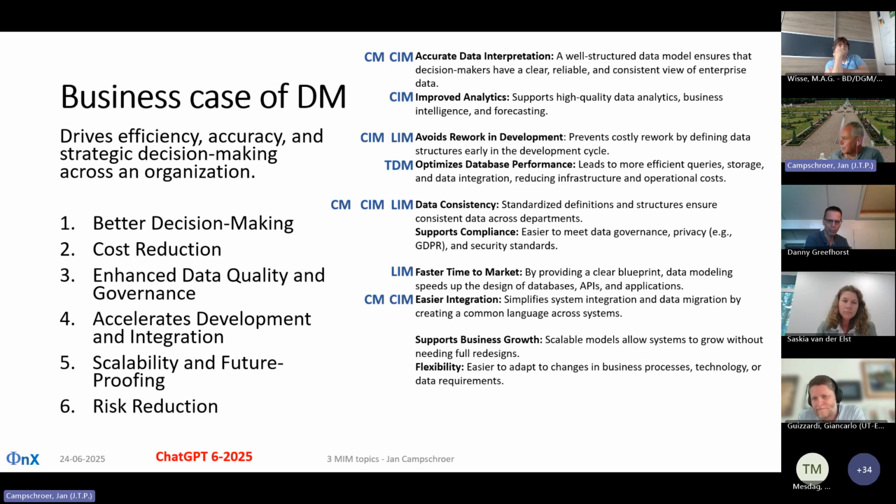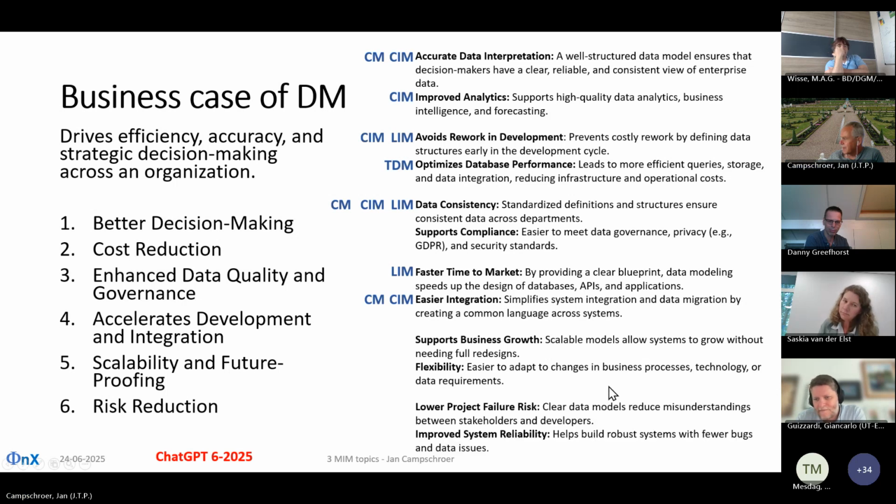Schaalbaarheid en future-proof. Nou, daar worden dingen genoemd, ik weet niet of gegevensmodellen daar nu direct bij helpen. En de risicoreductie. Dat zit vooral in dat als je het domein beter snapt, je ook beter snapt waar de fouten zitten. Dat zou kort door de bocht het antwoord zijn.